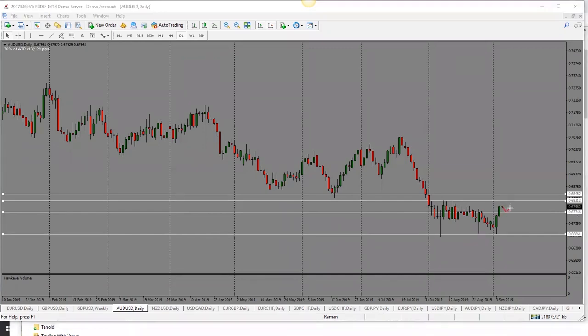And the move that I'm looking for would be this, right into the top of the range. And then we'll have to see how it reacts at the high here. If it doesn't go through, then I'm looking for a move back into the range. But if it does go through, then I'm looking for a move into the next target at 0.6850. So bias here is bullish for Aussie dollar.